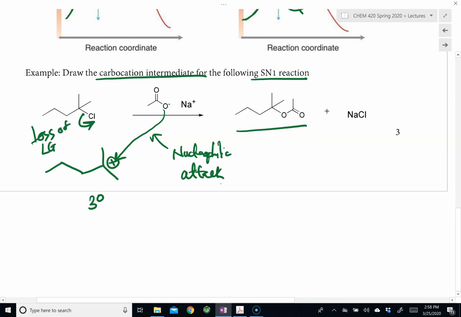Now, the SN1 reaction would always happen in this order: first the loss of the leaving group, followed by the nucleophilic attack, not simultaneously as compared to what we have seen in the SN2 reaction mechanism.